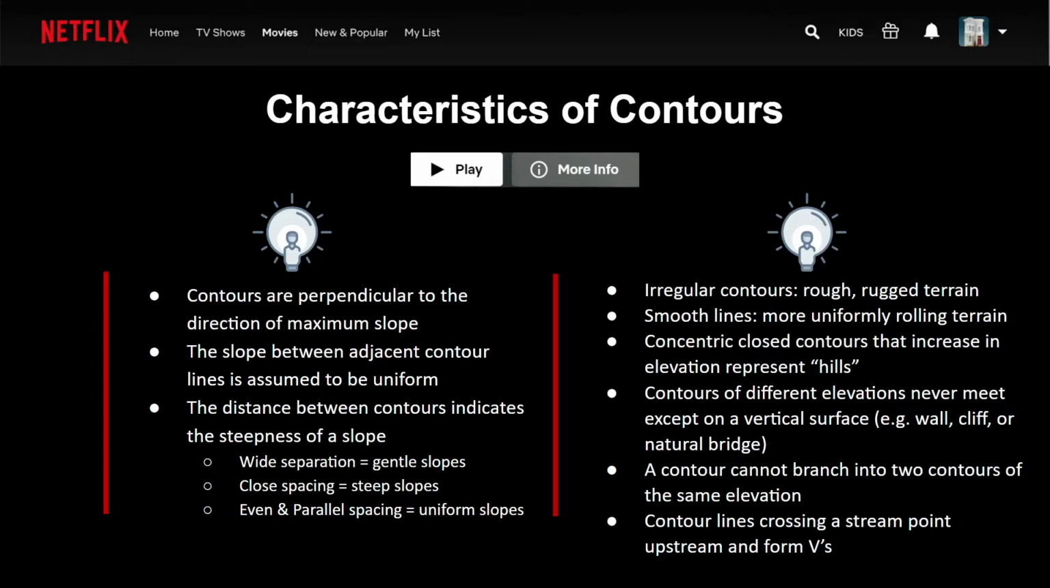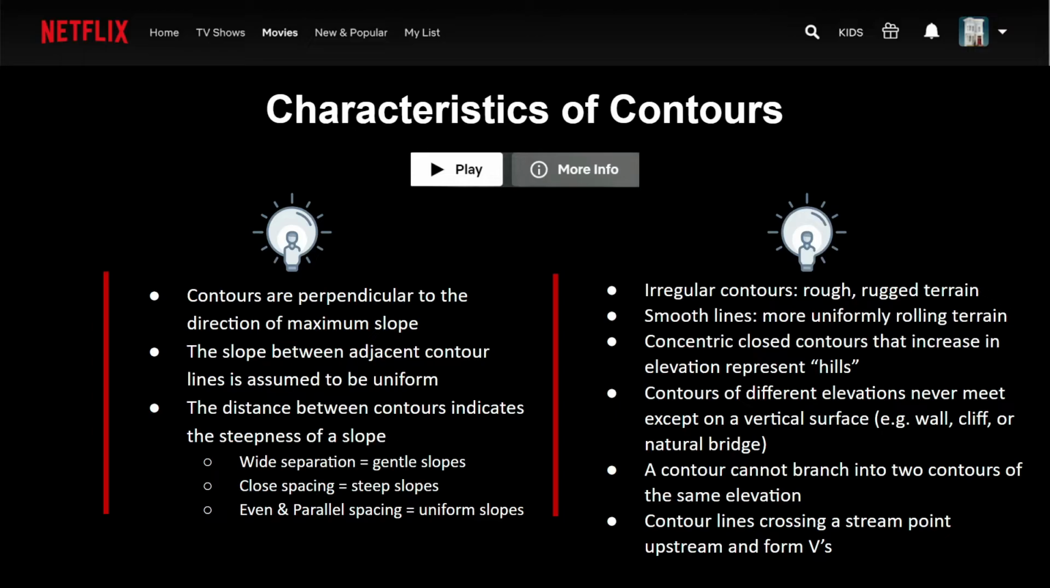Contours are perpendicular to the direction of maximum slope. The slope between adjacent contour lines is assumed to be uniform. And the distance between contours indicates the steepness of the slope. As mentioned earlier, if they are further apart, these are gentle slopes. If they are closer, they are steeper. And if they are even and parallel, these are uniform slopes.